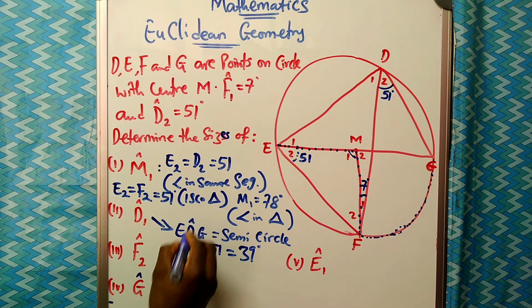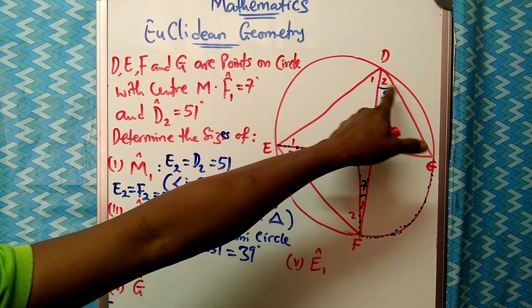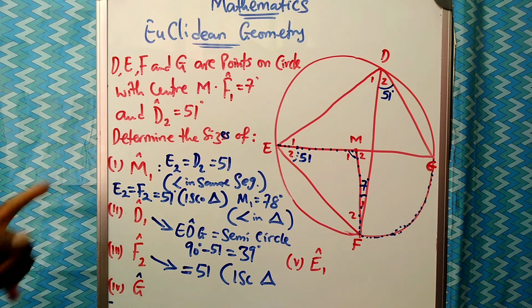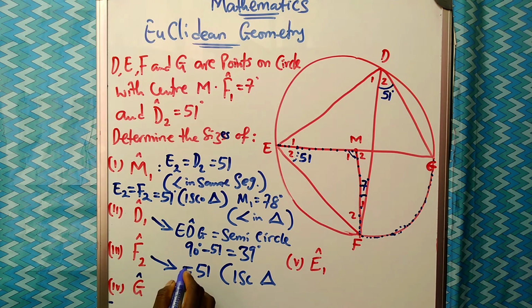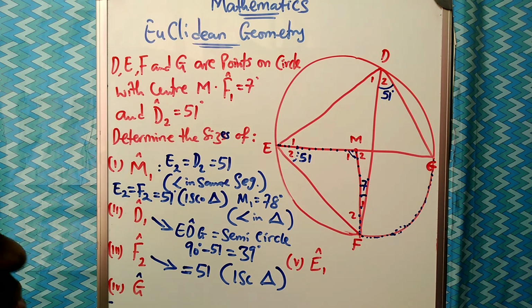EDG, angle at D, is a semicircle. So definitely we know that at D it should be 90, according to the theorem of circle. Okay, that is settled. For F2, we have already done something like that from the first question. So my F2 is the same thing as 51, which is an isosceles triangle. That is the reason. I've always said this, that when you are answering Euclidean geometry, you must state your reason, and it's one of the easiest topics you can deal with in mathematics.